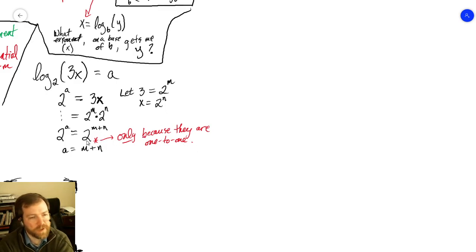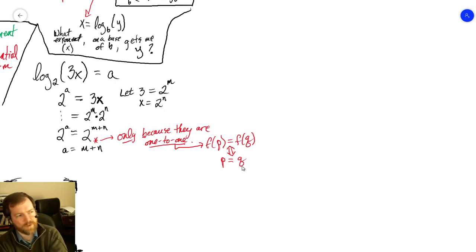All right, so you're only able to take these out because they're one-to-one, which means that if we had, for instance, f at, let's use letters I'm not using, f at p is equal to f at q, then this will imply, and in fact both ways, that p is equal to q. I guess the upward direction is rather trivial, but the downward direction is much more important for what we're doing here.